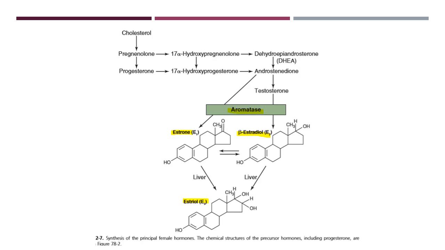Now, all of these forms are produced from cholesterol and from different androgens, testosterone, progesterone, and you will have also dehydroepiandrosterone and androstenedione. As I said, in non-pregnant females, they originate from the ovaries. However, in pregnant females, estrogens can be produced from the placenta.